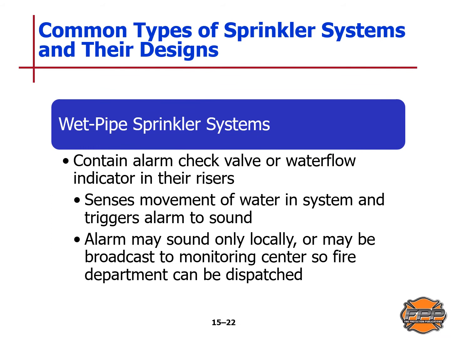Wet pipe sprinkler systems contain an alarm check valve or a water flow indicator in their risers. It senses movement of water in the system and triggers an alarm to sound. An alarm may sound only locally or may broadcast to a monitoring center so that a fire department can be dispatched.